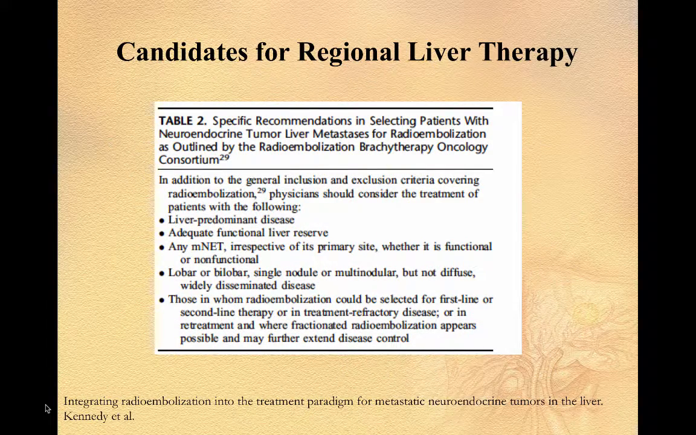Who are the candidates for regional liver therapy? This was put out by Dr. Kennedy, and it was specific for neuroendocrine disease. Patients need to be relatively healthy. They need to have liver-dominant disease. As Dr. Liu was saying, we want to treat the leading edge of the disease. So if somebody had much disease outside of the liver, it's probably better to consider other therapies first, stabilize the disease. If the liver were to progress, then we start talking about liver-directed therapy.